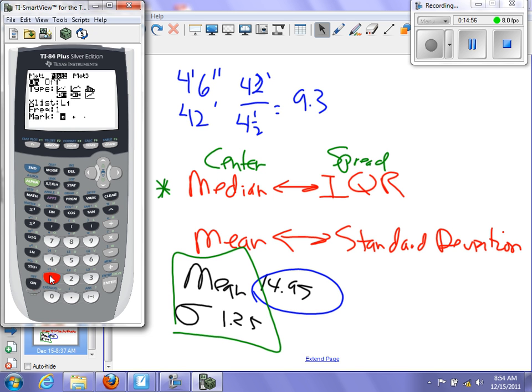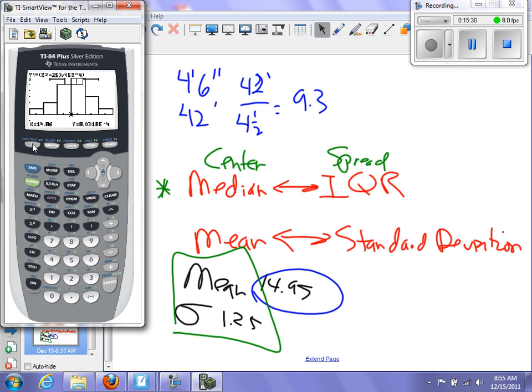Okay. And now I'm going to go zoom 9. I don't know why it does that way, but it does. Zoom 9. And now I have my histogram, and I have my box plot just overlaid right on top of it. And the reason I did that is because I'm going to go trace. And the first thing it's tracing is my histogram. You see it's on the histogram? And I want it to trace the box plot.